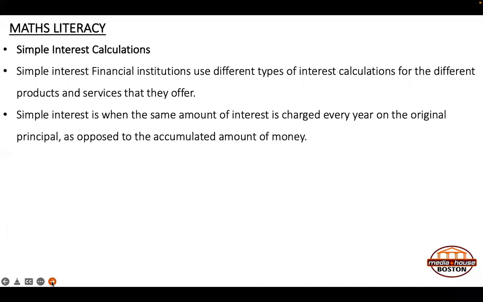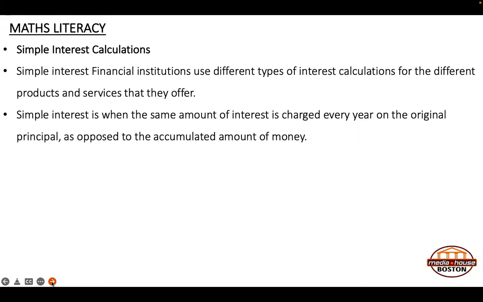Simple interest: financial institutions use different types of interest calculations for the different products and services they offer. Yes, in South Africa we pay interest on everything. Sometimes you hear in the news that they lowered the interest rates. This has to do with economics, but sometimes the bank will put very low interest rates, and then people will purchase more. You'll see that sometimes, and they do this for different reasons, to stimulate the economy in different ways.